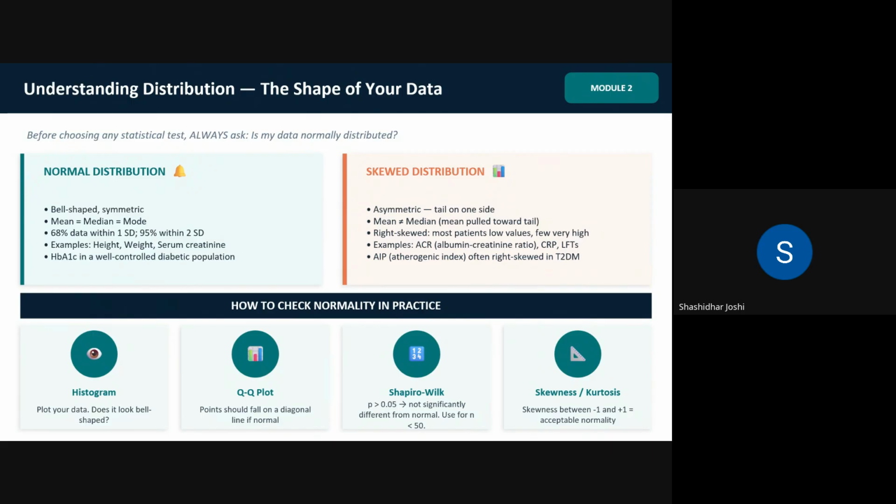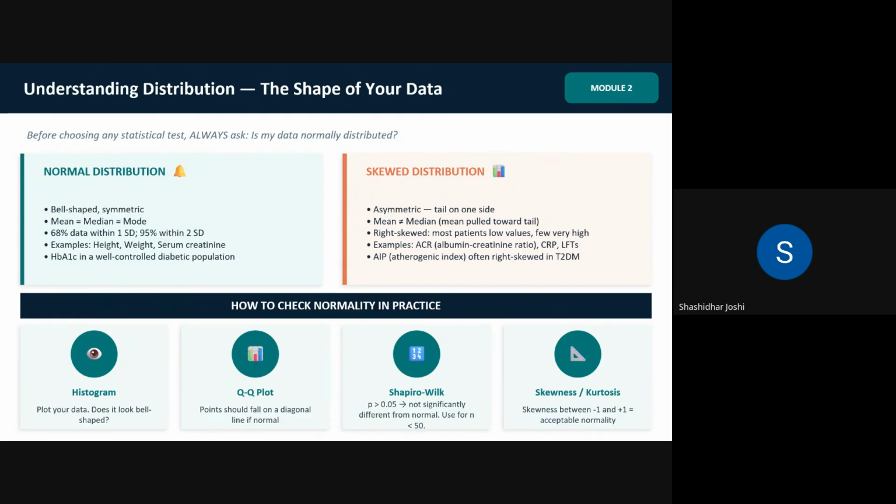For example, the HbA1c data series you have seen, in a well-controlled diabetic population, is normally distributed if you exclude 14.2. Similarly, if the data is not normally distributed, we call it a skewed distribution. In my slide on the upper right corner, you may observe that the distribution has a tail on the right or left side. All the properties I described, like mean equal to median equal to mode, will collapse there. Those are some of the properties of skewed distribution.